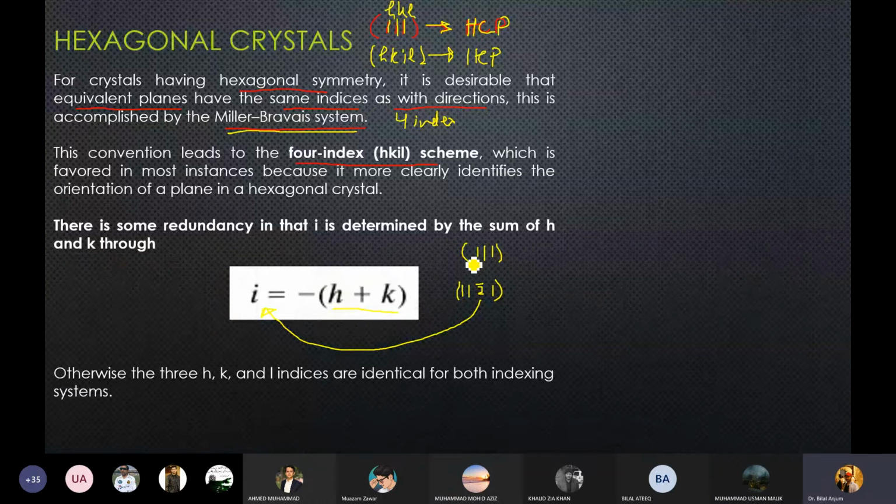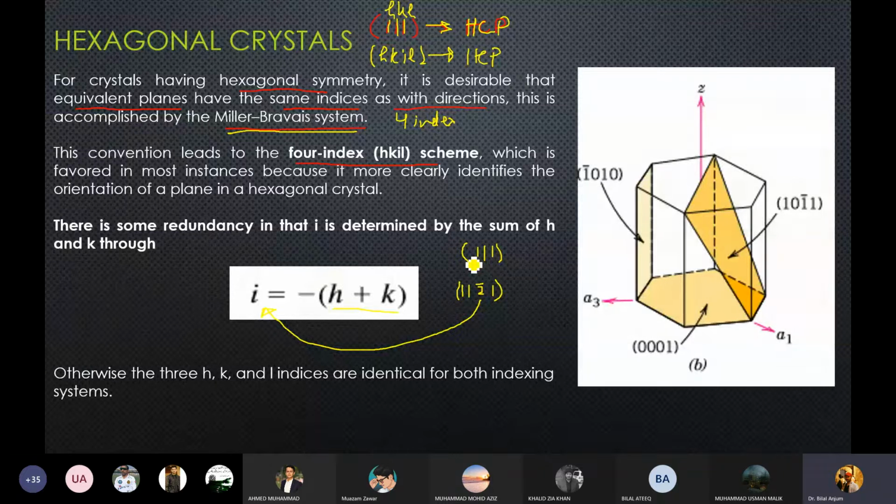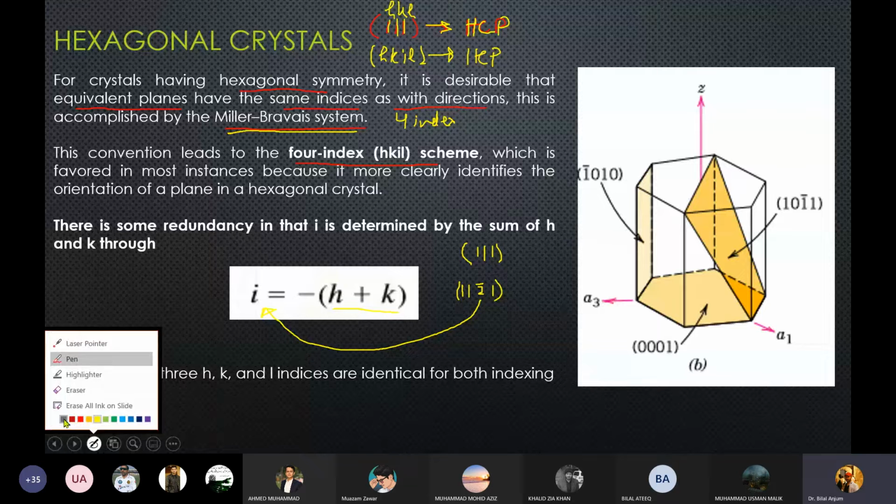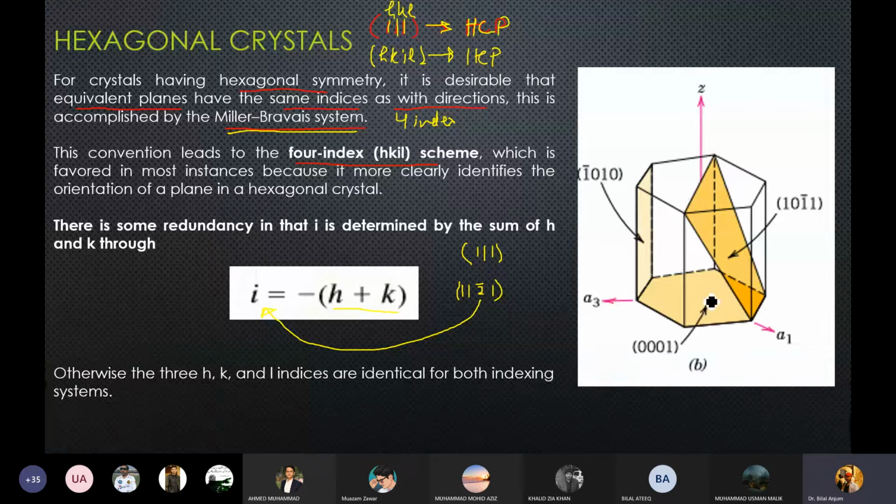Now let's look at the different planes in a hexagonal crystal system. Let's say this is my origin. This is positive A1. This is positive A2. This is positive A3. And this direction is essentially the positive Z direction. Now, let's look at this bottom plane, the 0001 plane.